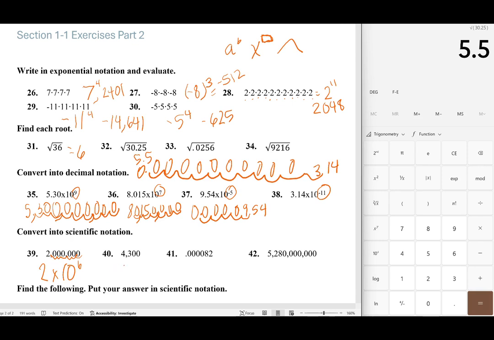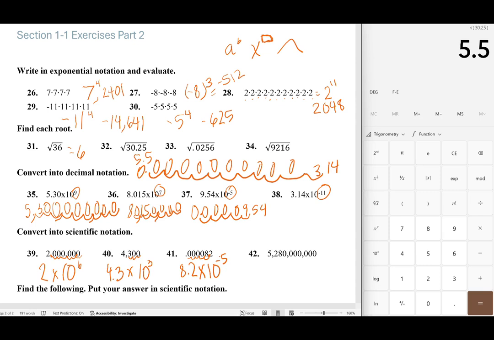And we'll go to the next one. We're going to move our decimal place 1, 2, 3 times. So that's 4.3. Stop when we have one number in front of the decimal that isn't 0. 10 to the third. 1, 2, 3. Positive number because it's large. Now 41 is a small number, so it means we're going to have a negative exponent, and we're going to count the other way. 3, 4, 5. We're going to stop at 8.2 times 10 to the negative fifth.